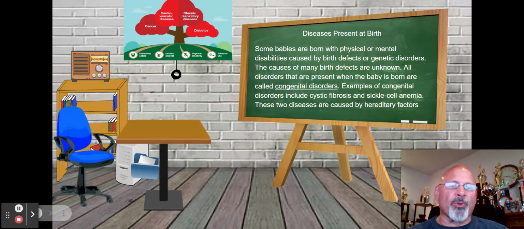Some babies are born with physical or mental disabilities caused by birth defects or genetic disorders. The cause of birth defects is often unknown. All disorders that are present when the baby is born are called congenital disorders. Examples of congenital disorders include cystic fibrosis and sickle cell anemia. These two diseases are caused by hereditary factors.